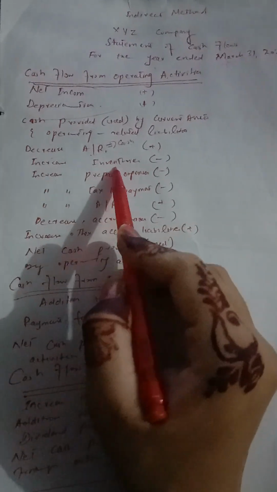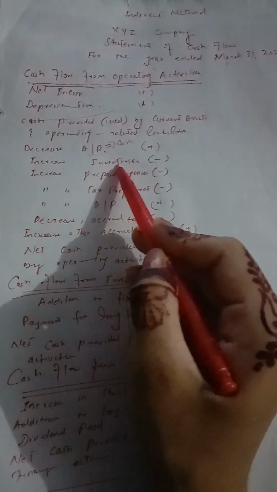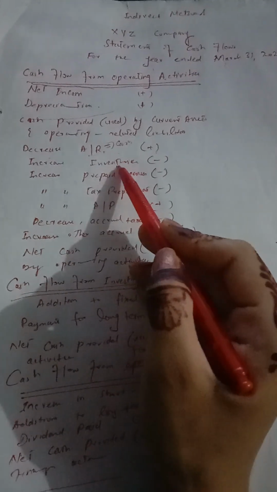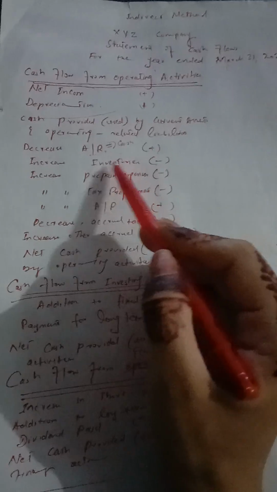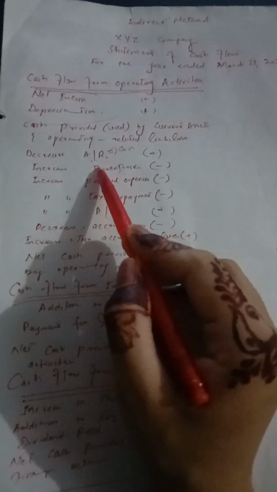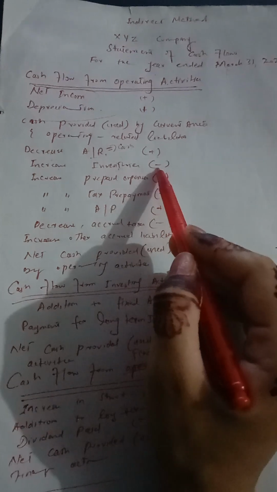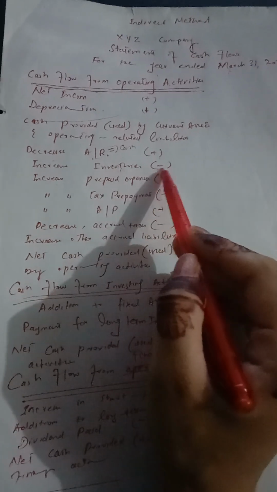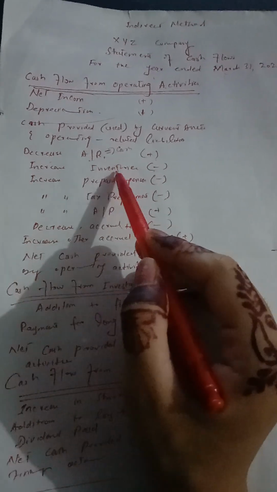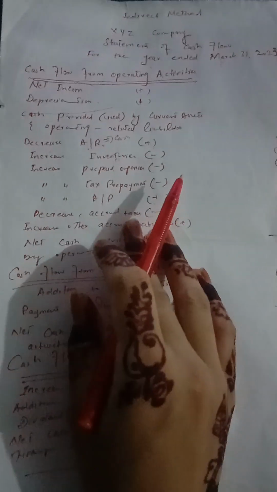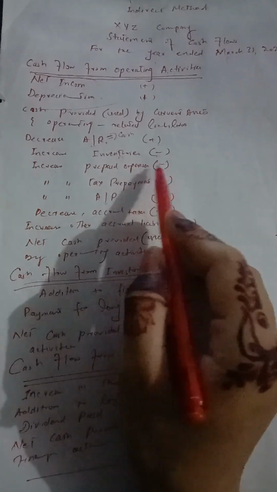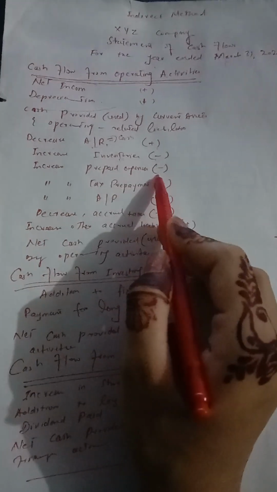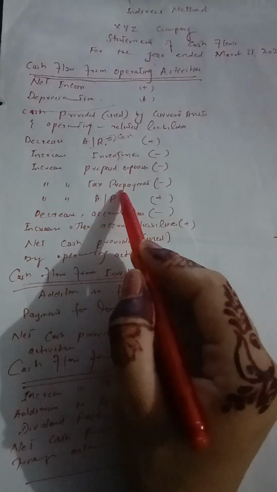After that, increase in inventories. We purchase inventory by exchanging cash. When we pay cash, our cash decreases and inventories increase. How do inventories increase when we pay the cash? Cash goes out, so we subtract the amount with which we purchased the inventory. Increase in prepaid expenses: when we pay our expenses, definitely we will reduce our cash. After that, tax prepayment.